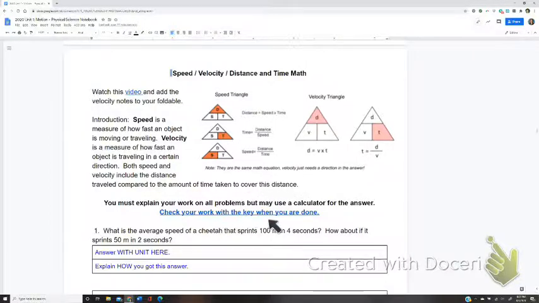Please make sure that you're checking your work when you're done and really practice on explaining how you got the answer, and that will help you with preparing for the assessment because your assessment will look exactly like this. It will be a question and you'll give your answer with the unit here, and then your showing your work is now explaining how you got your answer. And so that's how we know if you are understanding correctly in these problems.